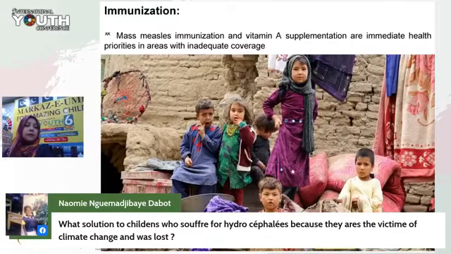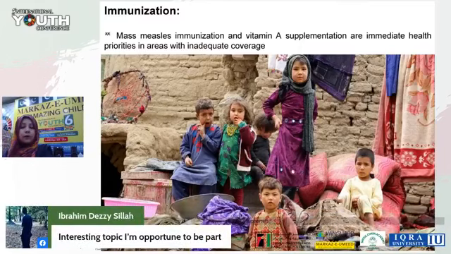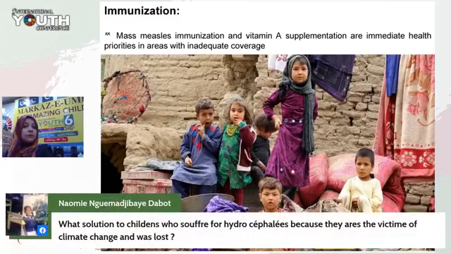And then, as I have already discussed, vaccination, immunization, mass measles immunization, and vitamin A supplementation are immediate health priorities in areas with inadequate coverage. Immunization is the most important thing to avoid different types of diseases after any disaster situation, like polio, tetanus, different types of vector-borne diseases, and different types of gastrointestinal diseases. So immunization is most important.